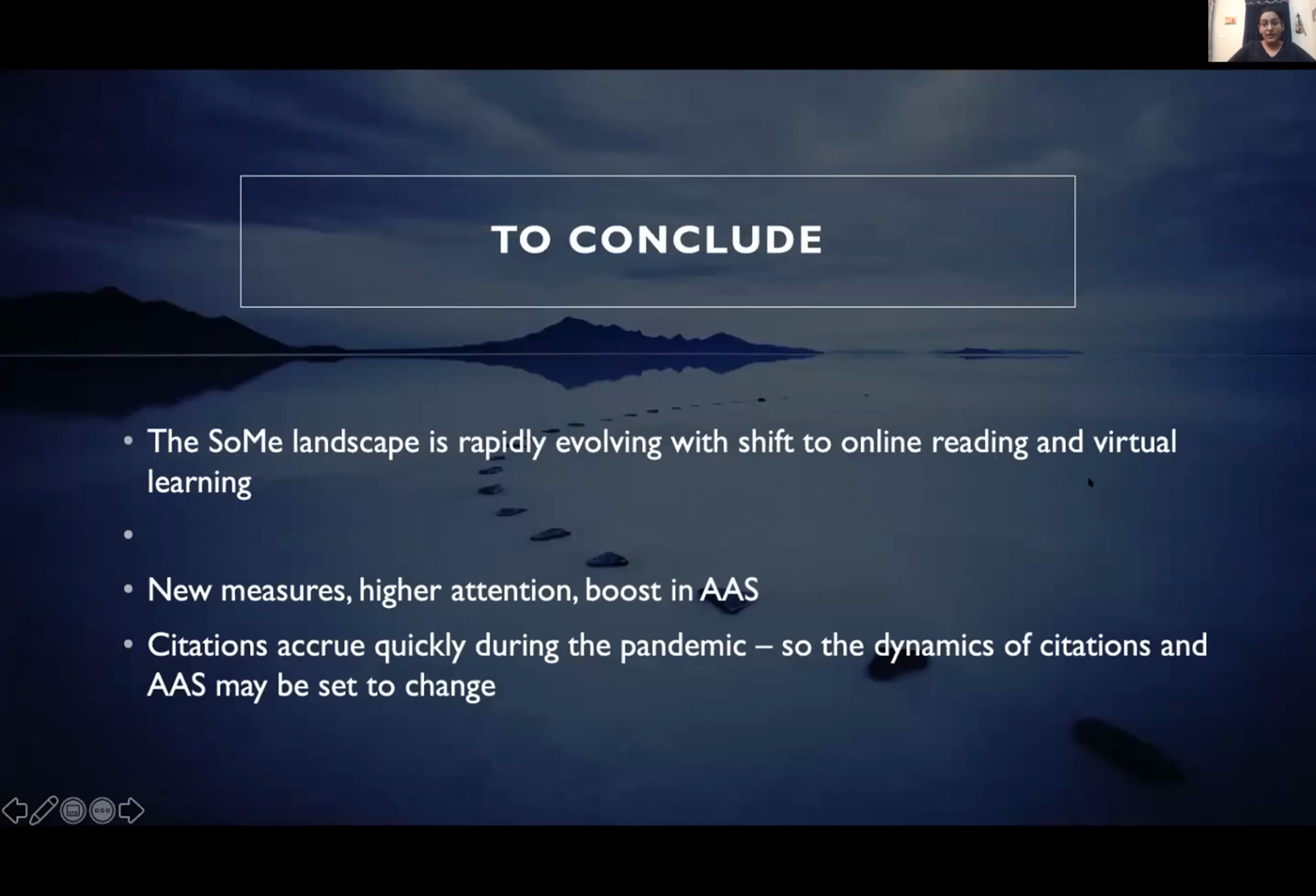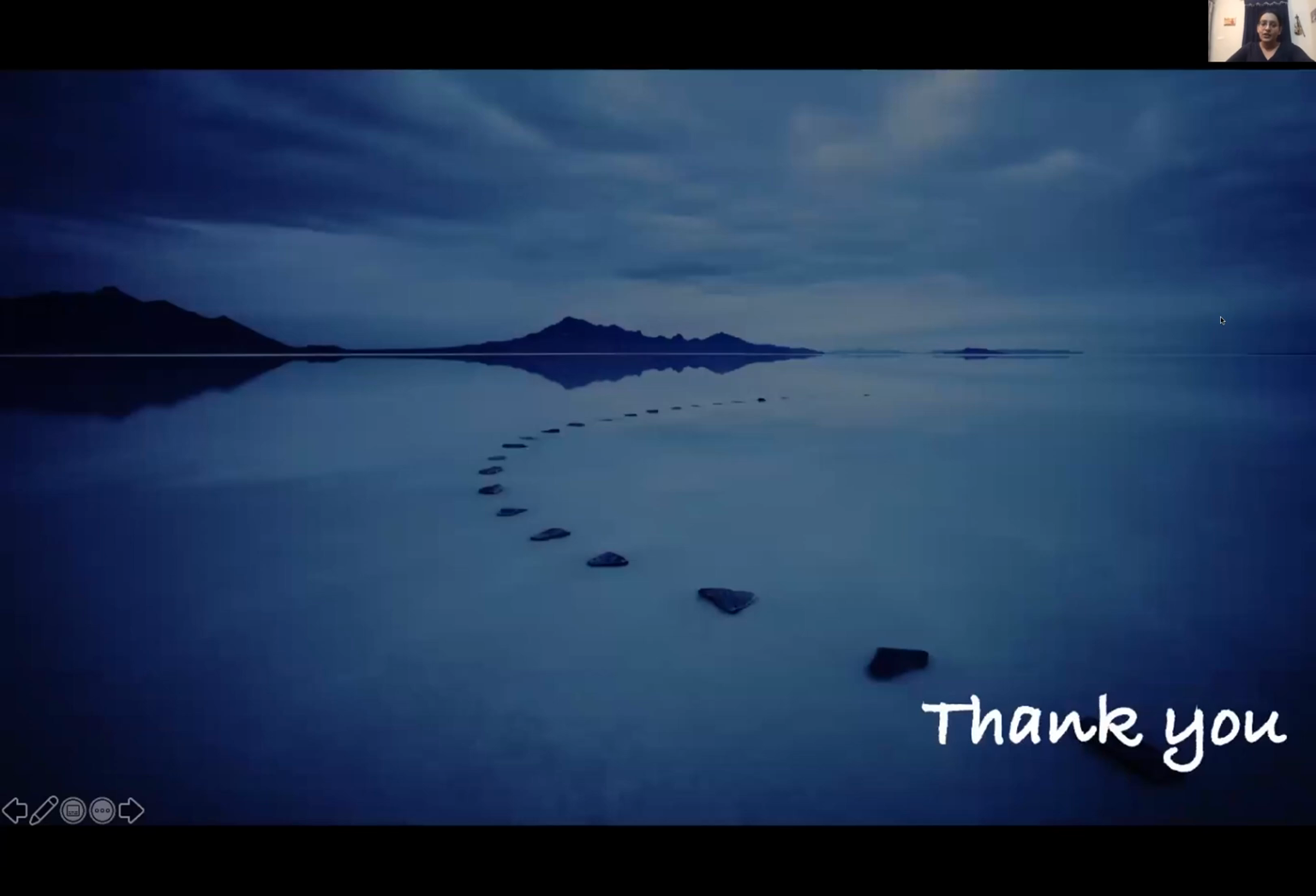And the social media landscape is rapidly evolving with a shift to online reading and virtual learning. So there are new measures which are coming up. There's higher attention, there's more shift to online learning. There may be a boost in altmetric scores, which we haven't looked at yet. And also in the pandemic period, citations are accruing quickly because a lot of literature is coming up, a sudden surge in the number of papers. So the dynamic of citations and altmetrics may be set to change. It's something we would like to look out for in the near future.